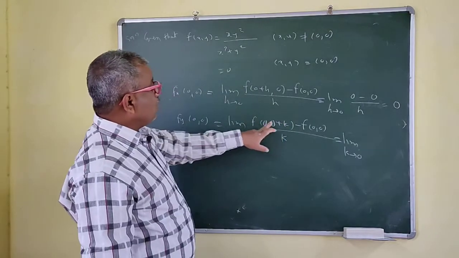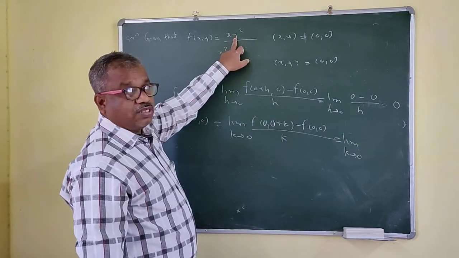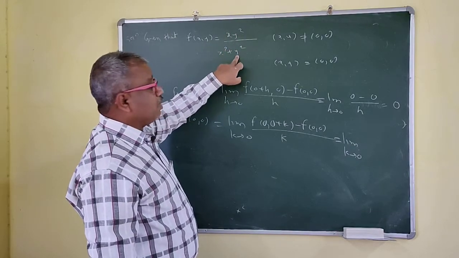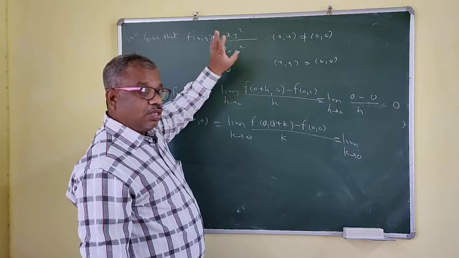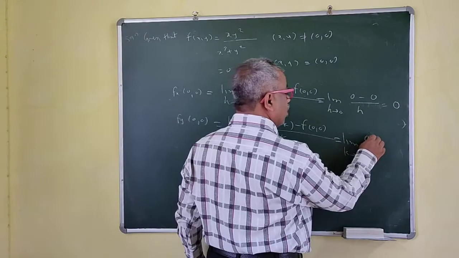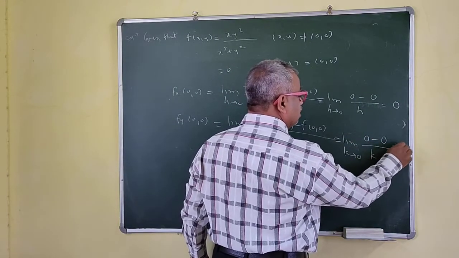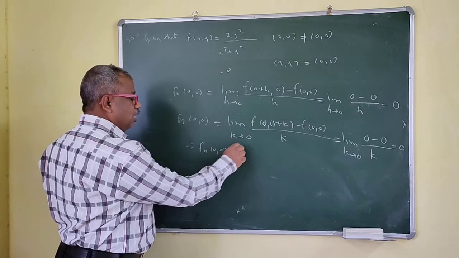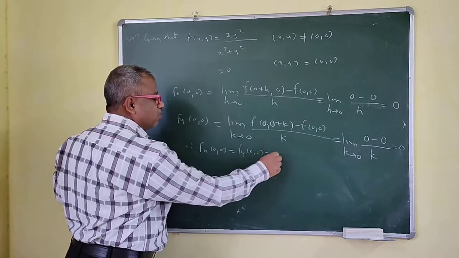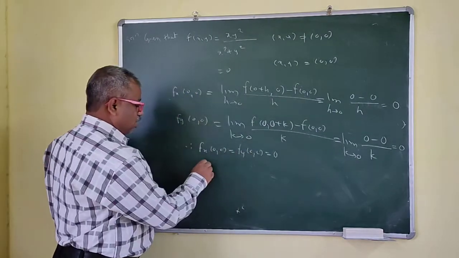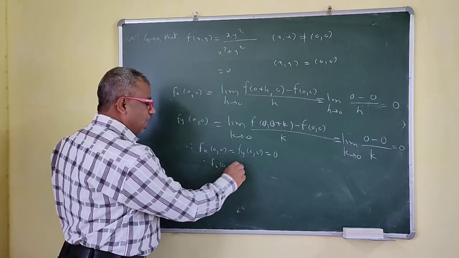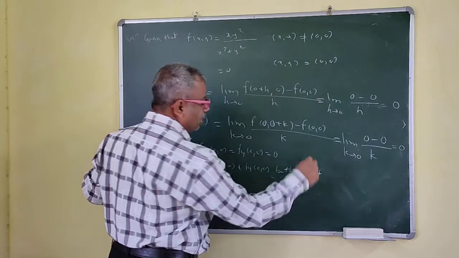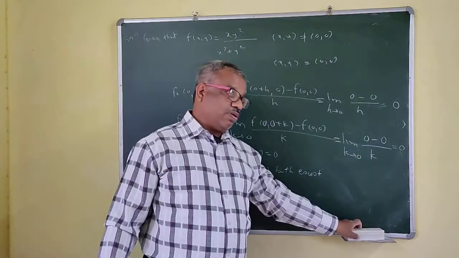You have to put x is equal to 0 and y is equal to k now. So 0 into k square is 0, so 0 upon 0 plus k square, that means 0 upon k square, which is 0. And f of 0, 0 is directly given as 0. Therefore, f x 0, 0 is equal to f y 0, 0 is equal to 0. Therefore, f x 0, 0 and f y 0, 0 both exist. So this part 1 is over now.